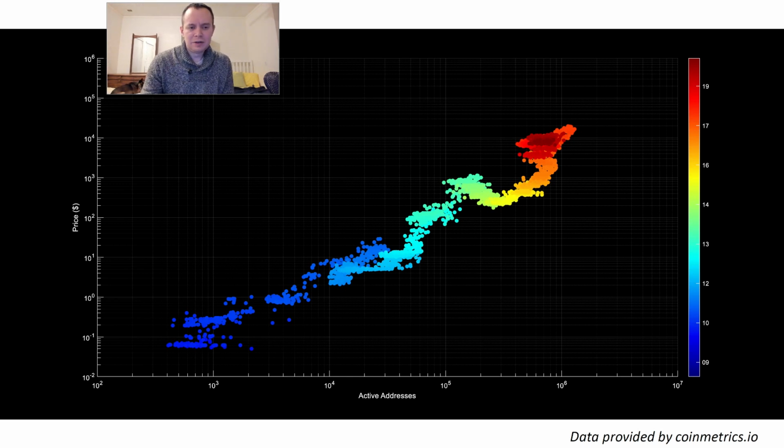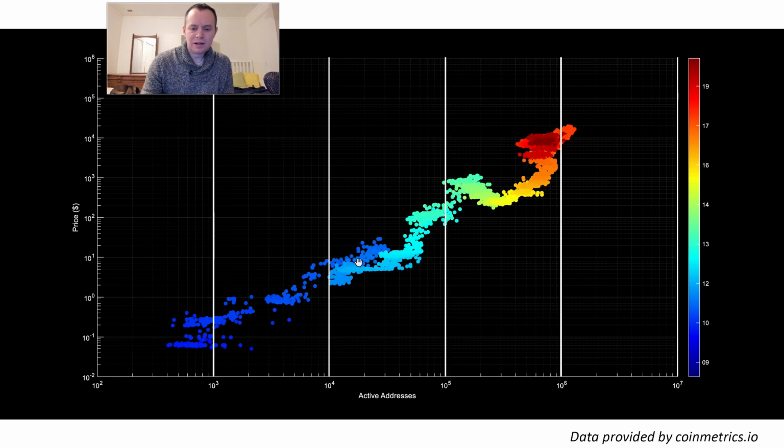Now, it's interesting. I mean, it's fairly obvious, this trend here. We're moving up fairly linearly on this log scale. And if I just draw lines at these orders of magnitude for active addresses, you can kind of see how the price moves up as the number of active addresses moves up.